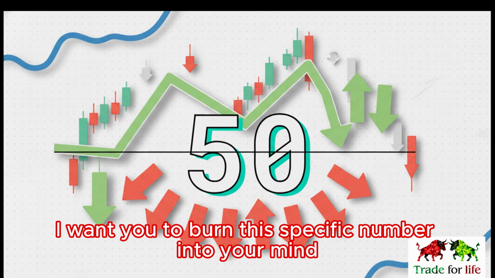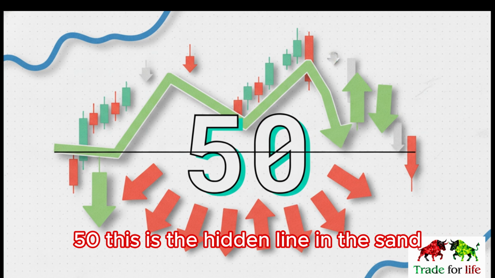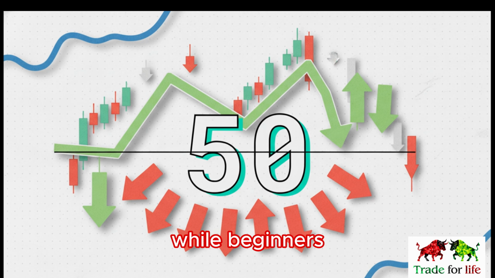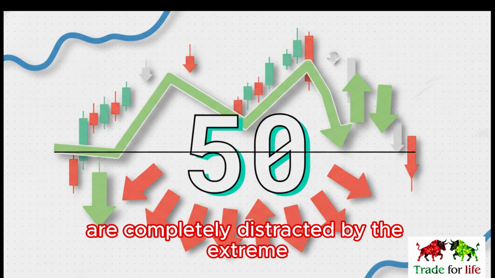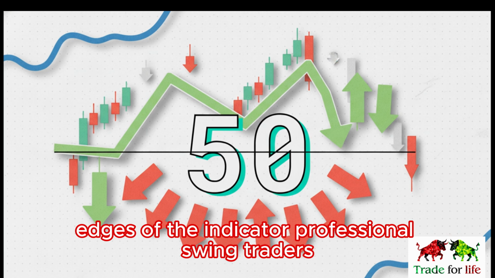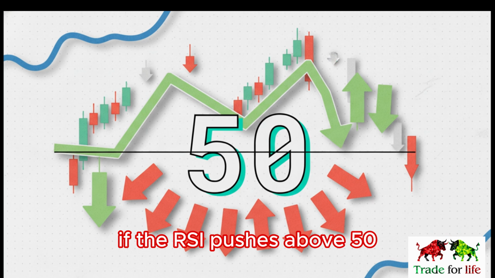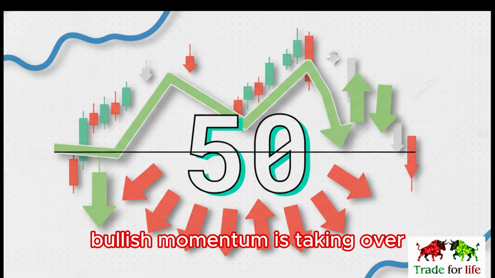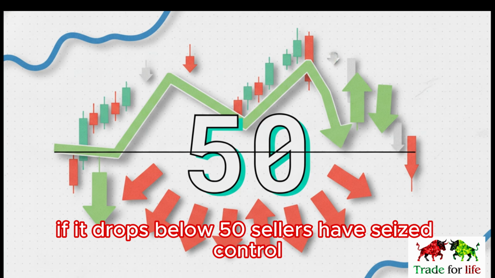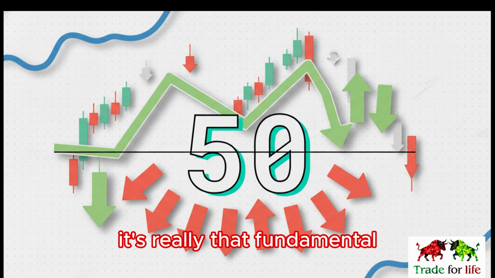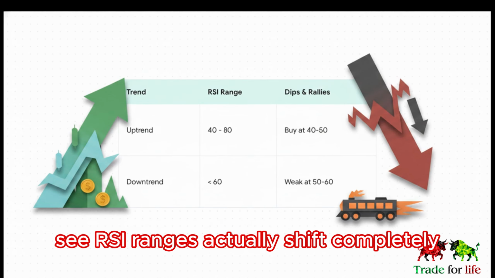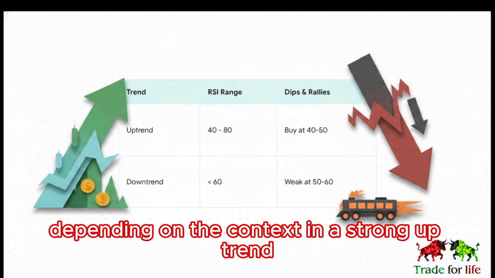I want you to burn this specific number into your mind, 50. This is the hidden line in the sand. While beginners are completely distracted by the extreme edges of the indicator, professional swing traders use the 50 level as their ultimate trend filter. If the RSI pushes above 50, bullish momentum is taking over. If it drops below 50, sellers have seized control. It's really that fundamental.